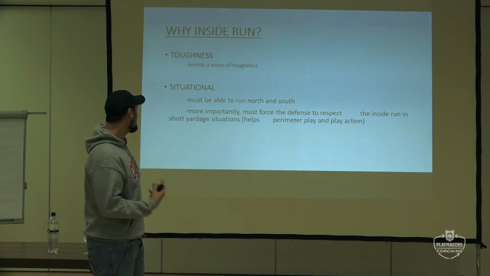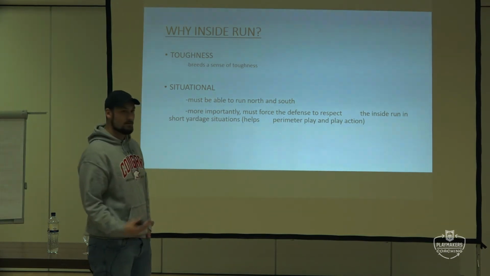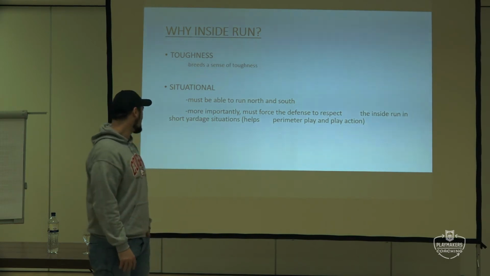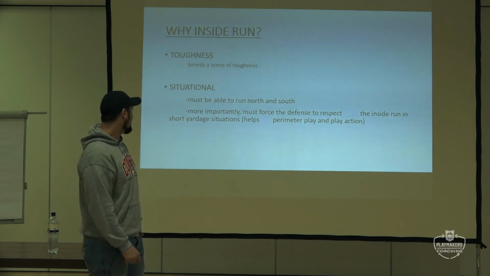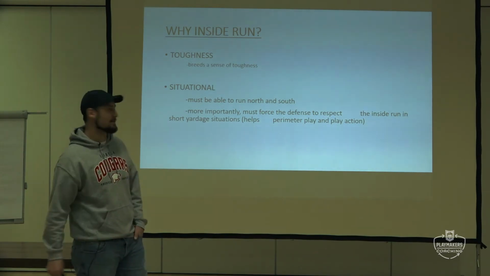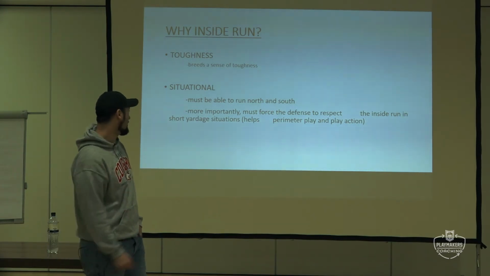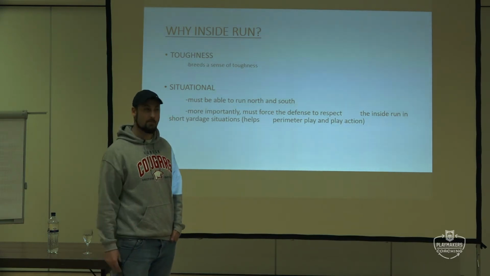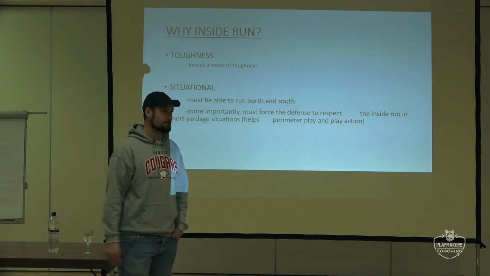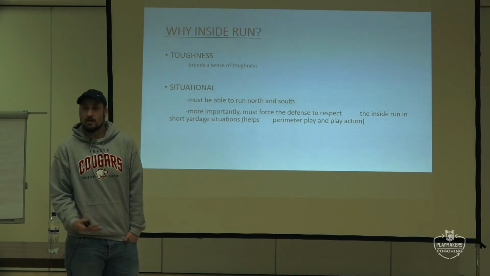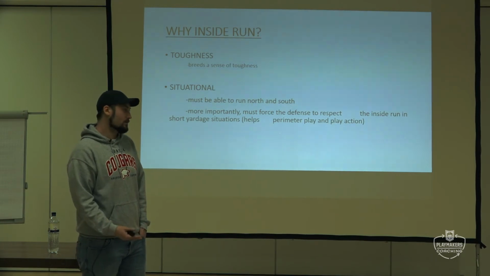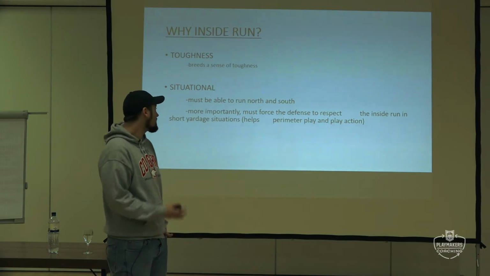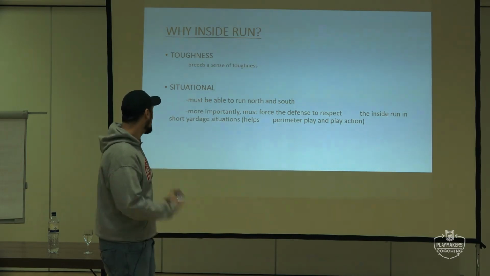Situational. We have to be able to run north and south. We do a lot of this and that here and there, but we got to be able to run north and south. We also have to force the defense to respect the inside run, especially in short yardage. Of course, that will help our perimeter run plays, and it will help our play action. If you don't show that you can run the ISO, then when you do a play action from ISO, maybe they don't respect it quite the same. So you really have to start there.